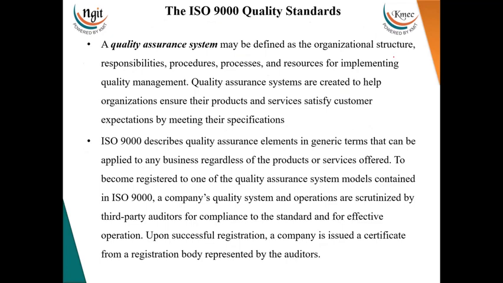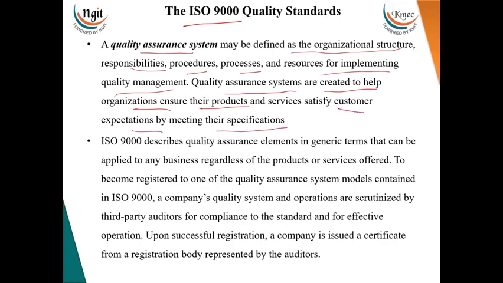Next, the ISO 9000 quality standards. So basically, what is this? ISO 9000 is considered to be a universal quality standard, which will ensure the software processes meet consistent documented practices. A quality assurance system may be defined as organizational structure, responsibilities, procedures, processes, and resources for implementing quality management. Quality assurance systems are created to help organizations ensure their products and services satisfy customer expectations by meeting their specifications. ISO 9000 describes quality assurance elements in generic terms that can be applied to any business regardless of the product or services offered.